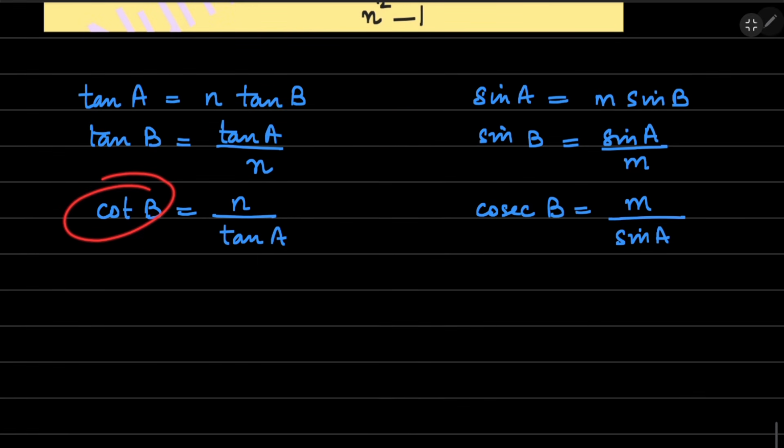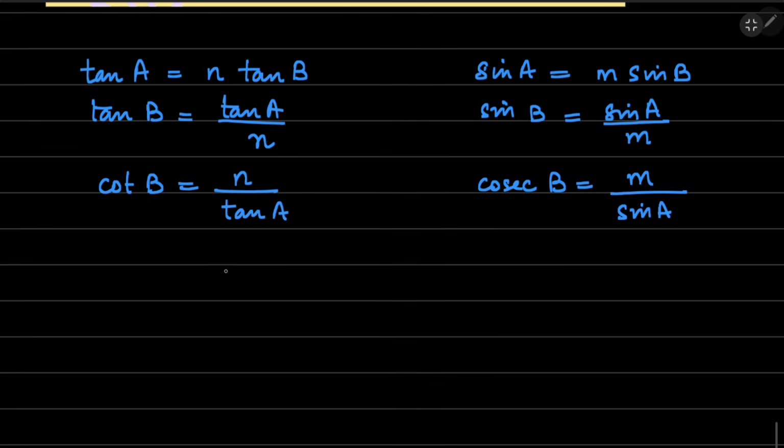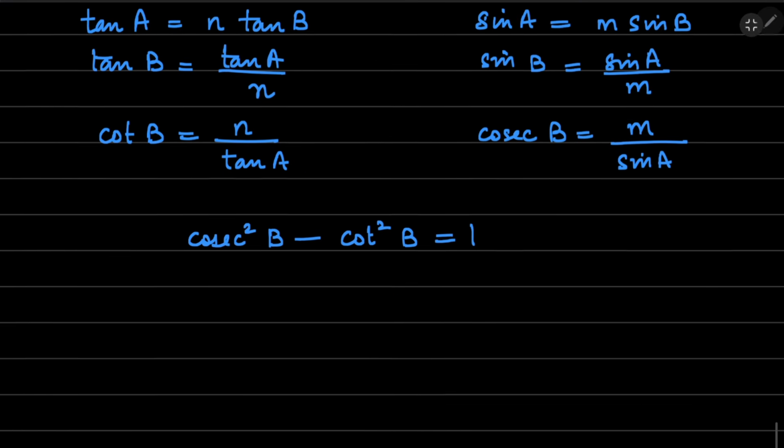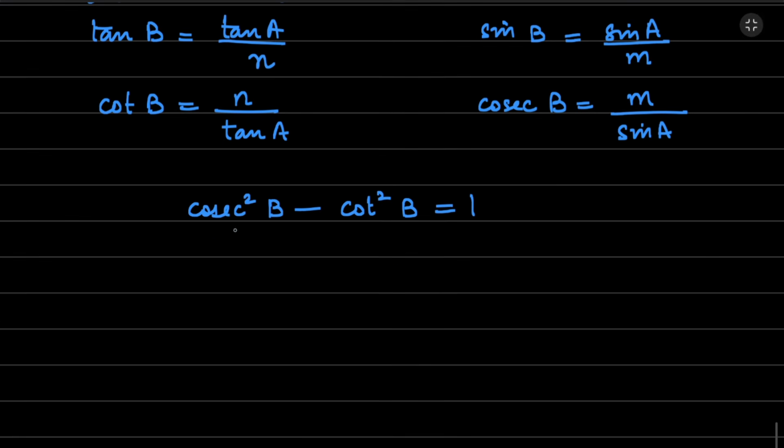Now what identity relates cosecant and cot? We already should be knowing that. We know that cosecant square theta, here theta is B, minus cot square B is equal to 1. This is something which we should be knowing because we would like to eliminate B. So in place of cosecant B, I'll write m by sin A, and in place of cot B, I'll write n by tan A. So m square by sin square A minus n square divided by tan square A equal to 1, right?